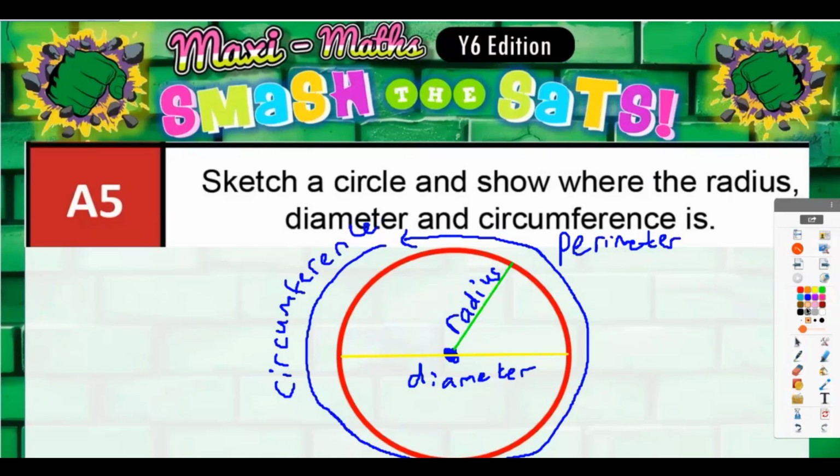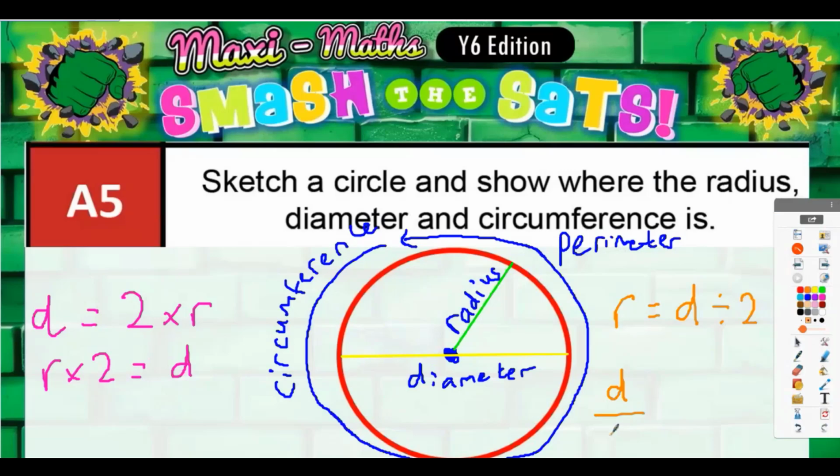What you do need to know is that the diameter is twice as long as the radius. So one way of saying that is that D for diameter is 2 lots of the radius, or the radius times 2 equals the diameter. And also the reverse is true. You could say, well, how do you get the radius? The radius is whatever the diameter is divided by 2. Or the diameter divided by 2 is equal to the radius. So just remember that radius doubled is the diameter, and the diameter halved is the radius.